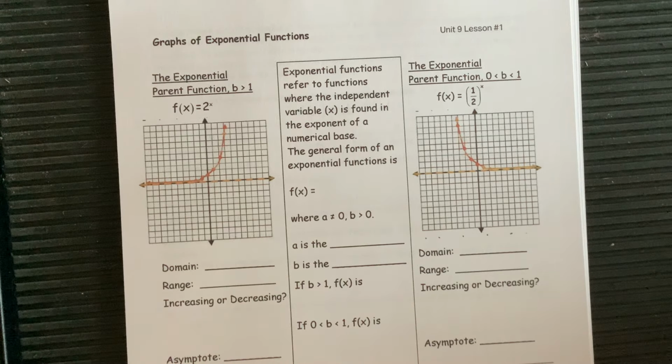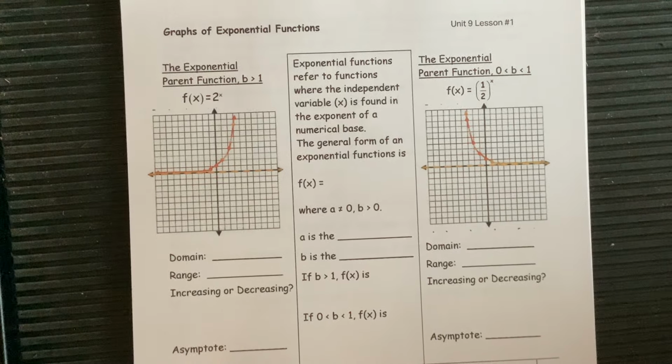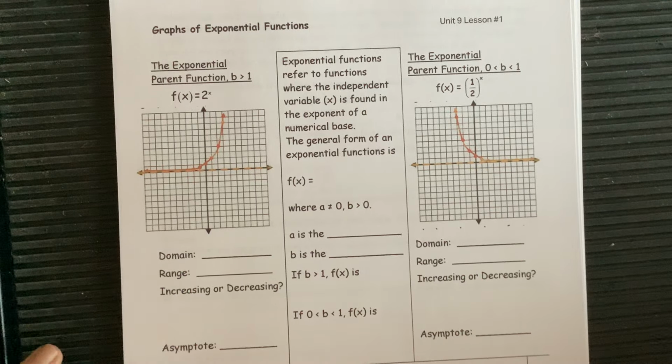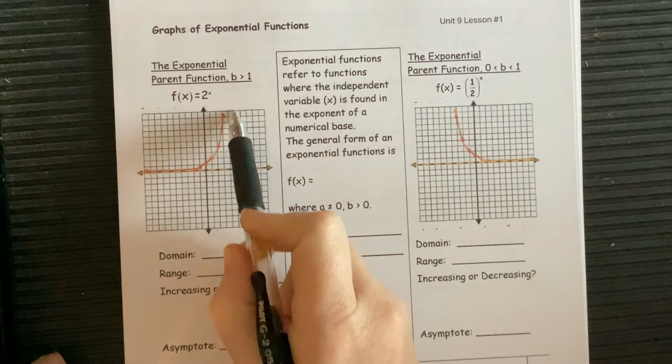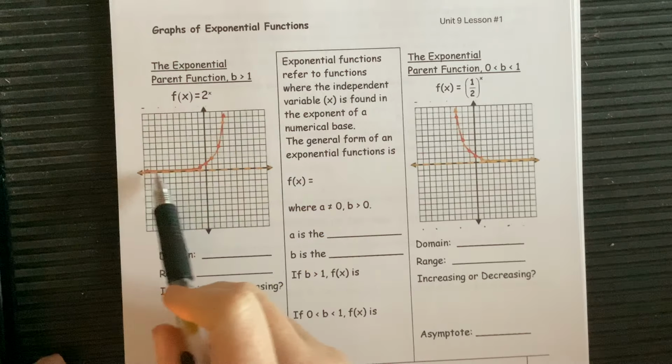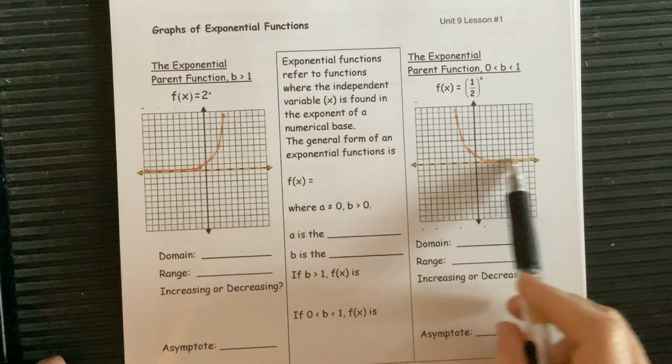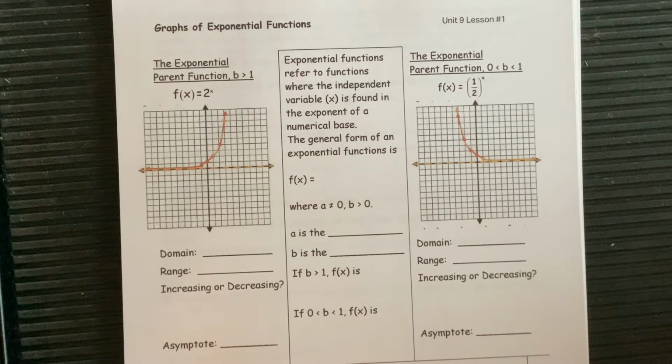So exponential functions, you have two different kinds of exponential functions that you're going to see for the parent function. You have this one right here. This is called a growth function. So from left to right, it's growing. Then you have this one right here. That one's called a decay function.